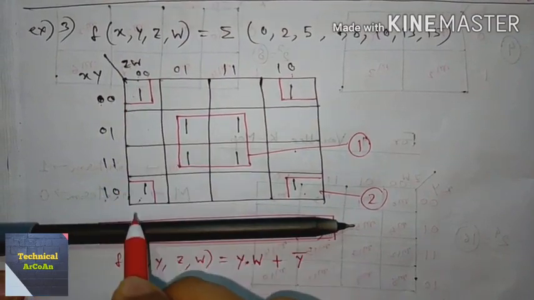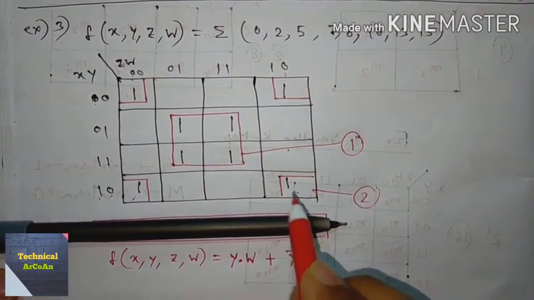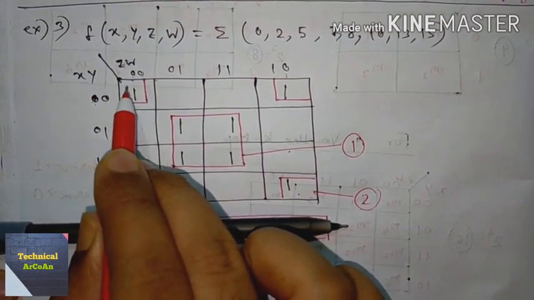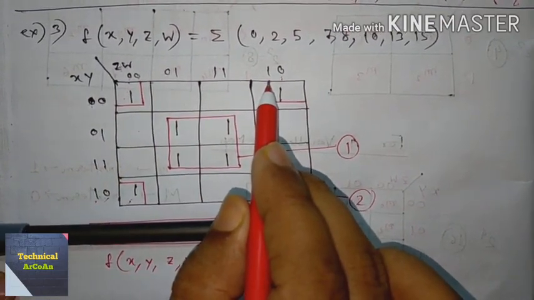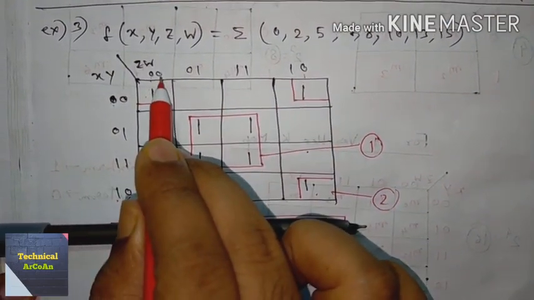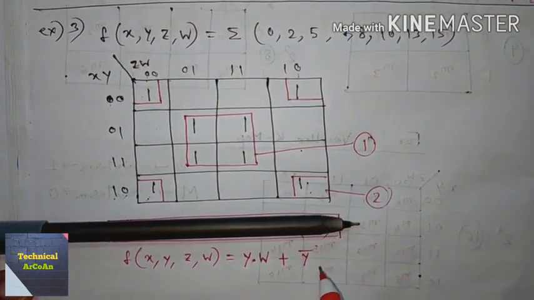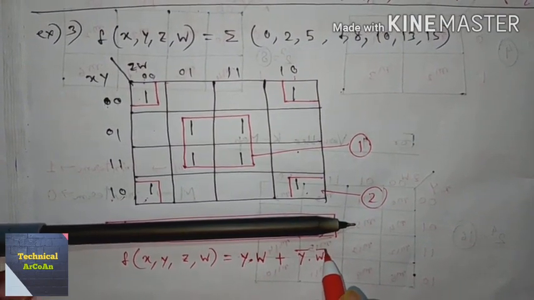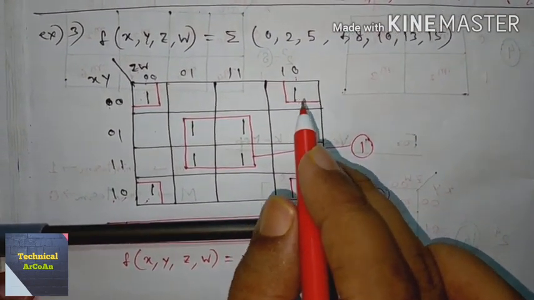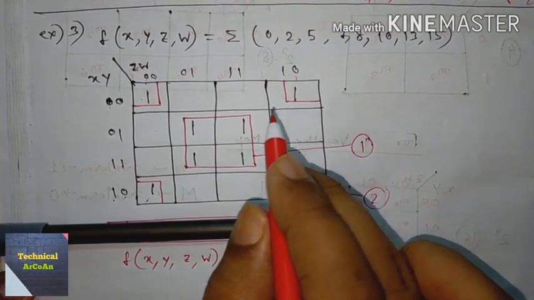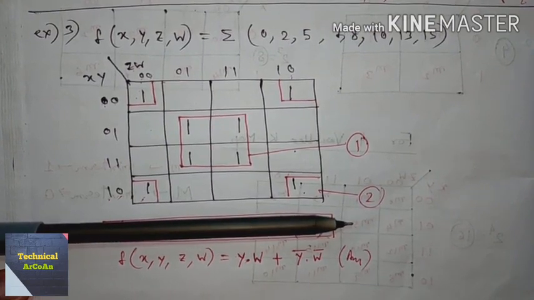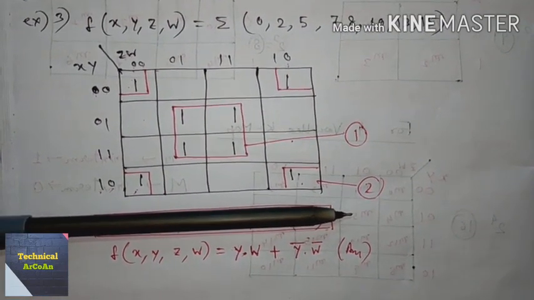And in a similar way, from this column to that column, z value is 0 to 1, so we don't take z. Okay, but the value of w is the same, 0 and 0, so we take w but in the form of complement. Why? The value is 0. If in a minterm the variable value is 0, then we take the complement of that variable. Okay, so this will be the simplified result from the Karnaugh map.